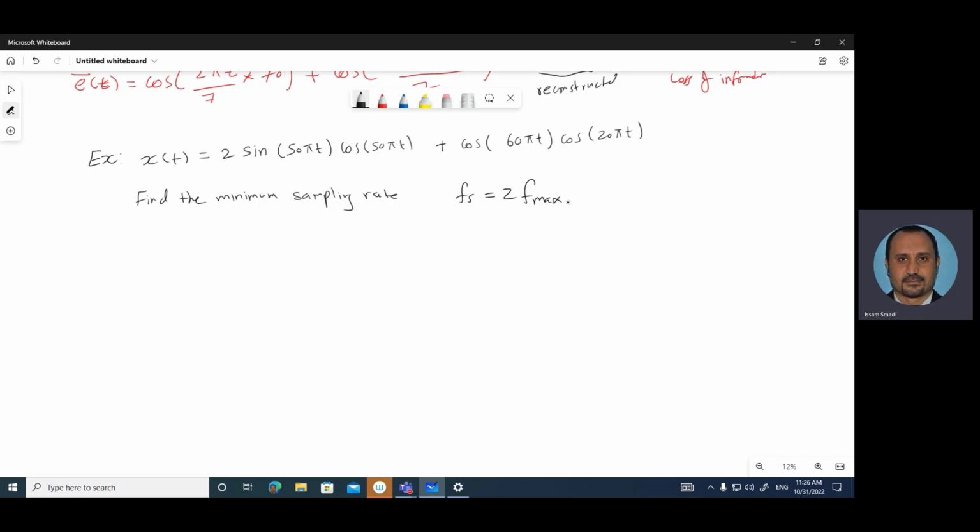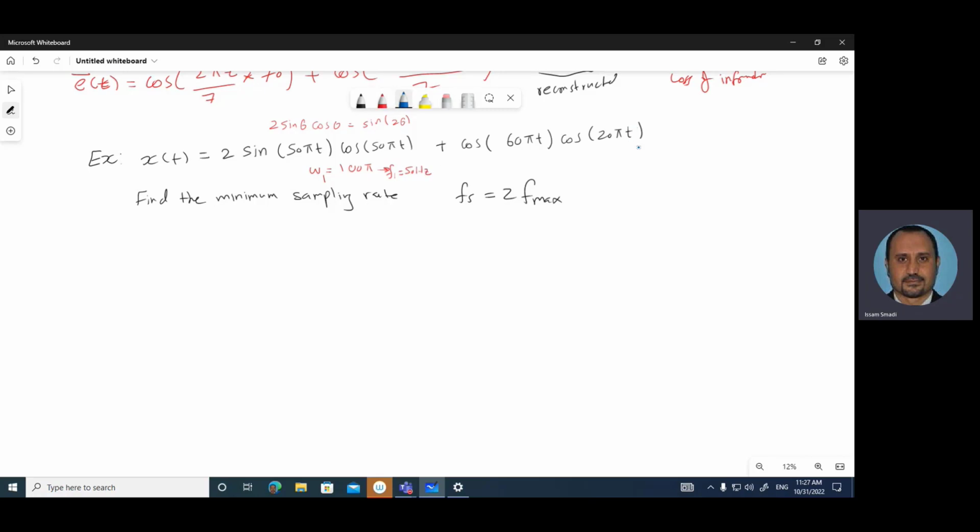So simply, the first thing I need to unify in order to find it. We know that 2 sine theta cosine theta will equal sine 2 theta. So simply this means that here I'm having what? Omega will equal to what? 100 pi. So this will give me the frequency here equal to what? 50 hertz.